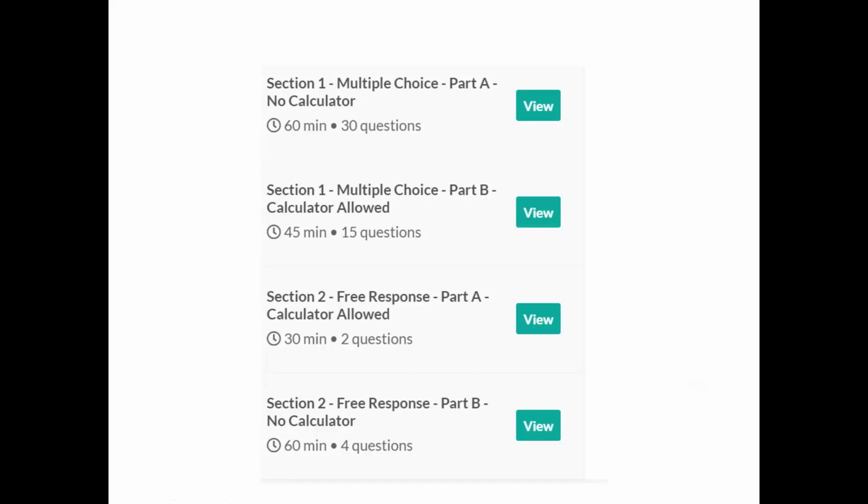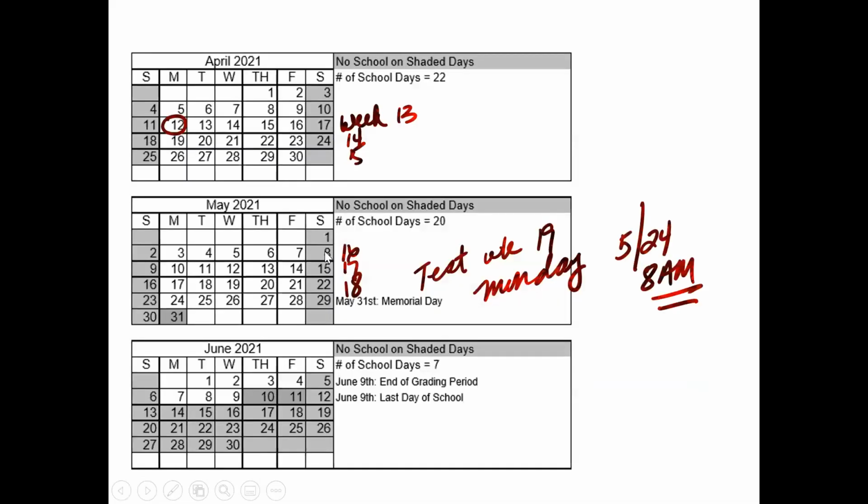All right, so the breakdown of this is as follows. You have multiple choice part A, no calculators, 60 minutes. Then you have multiple choice part B, where you could have calculators, and it's 45 minutes. The difference is 13 questions versus 15 questions. Section 2 is going to be free response part A. You can have calculators, 30 minutes, 2 questions, so 15 minutes apiece. And then section 2, free response part B, no calculators, 60 minutes, 4 questions, 15 minutes apiece.